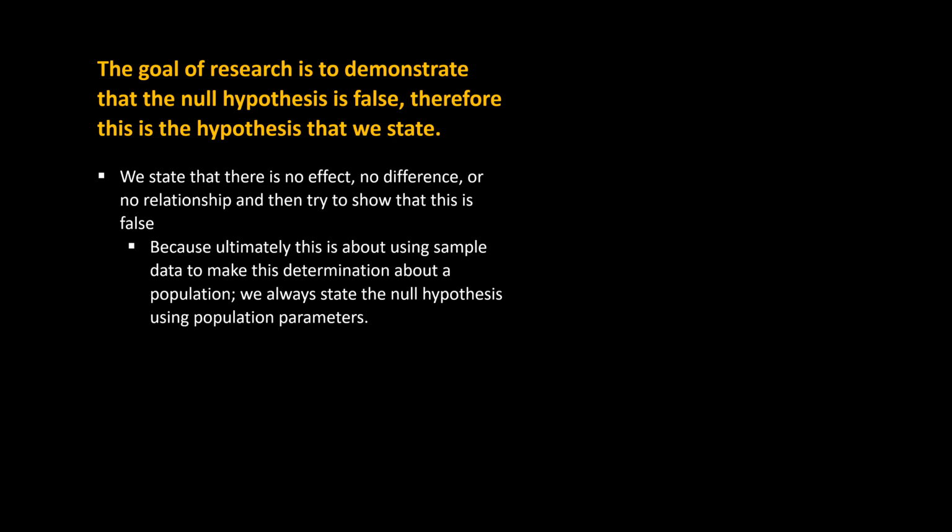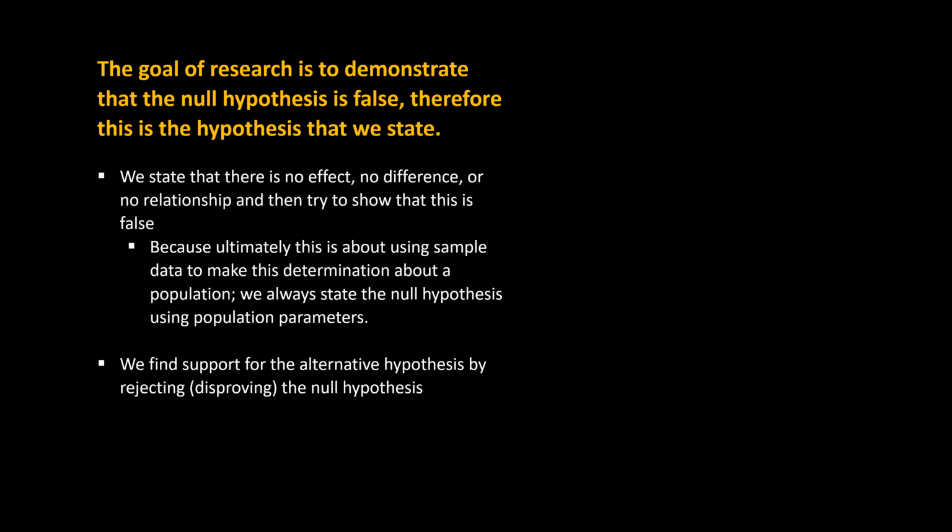We always state the null hypothesis using population parameters. We support the alternative hypothesis by rejecting the null hypothesis. So we're always going to speak in terms of the null hypothesis. At the end of every one of our statistical tests, we're going to figure out if we can reject the null hypothesis or if we fail to reject the null hypothesis. So while it is important to know what an alternative hypothesis is, we're mostly going to be focused on null hypotheses.